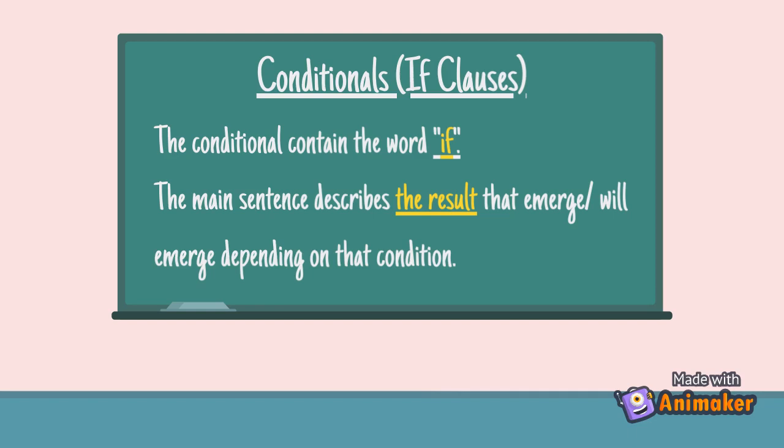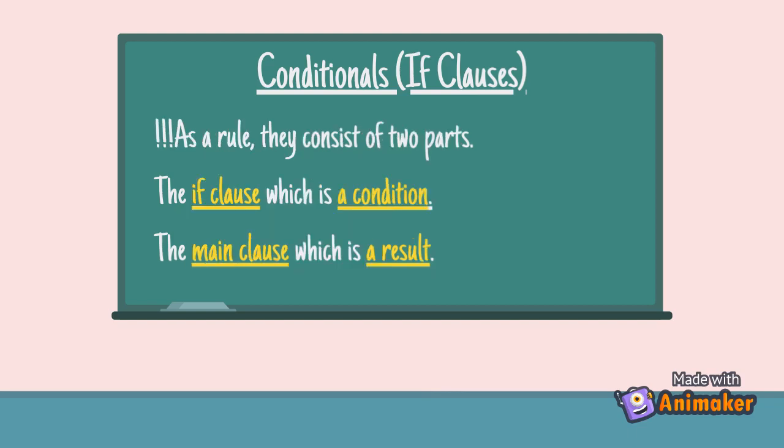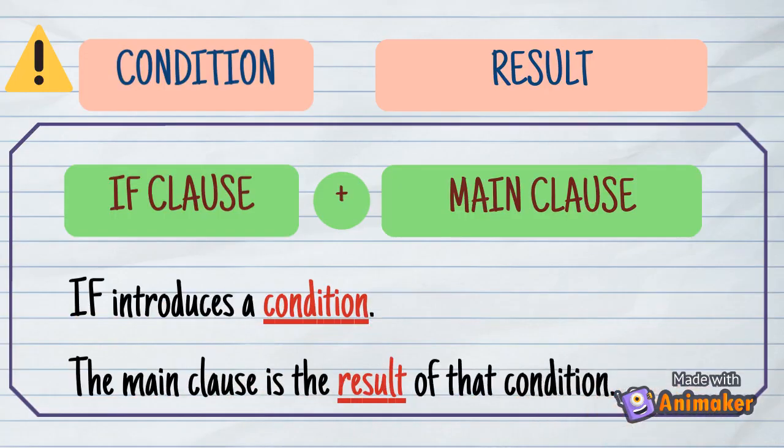In English, most sentences using the conditional contain the word if. The main sentence, on the other hand, describes the result that emerges or will emerge depending on that condition. They are made using different English verb tenses. Each conditional sentence is a compound sentence. As a rule, conditional sentences in English consist of two parts: the if clause, which is a condition, and the main clause, which is a result. If introduces a condition, the main clause is the result of the condition.